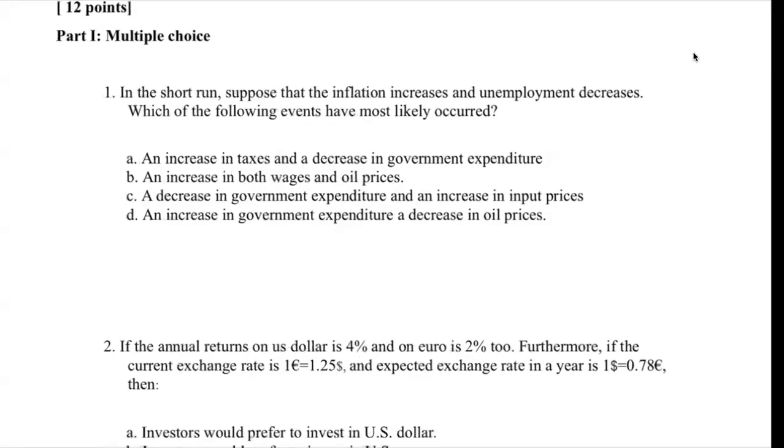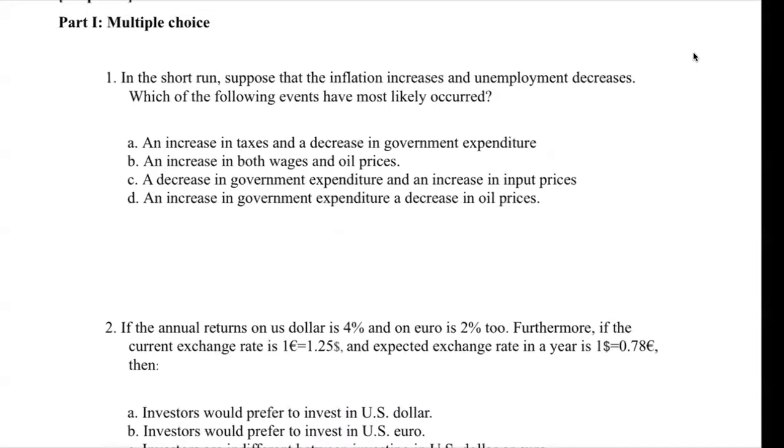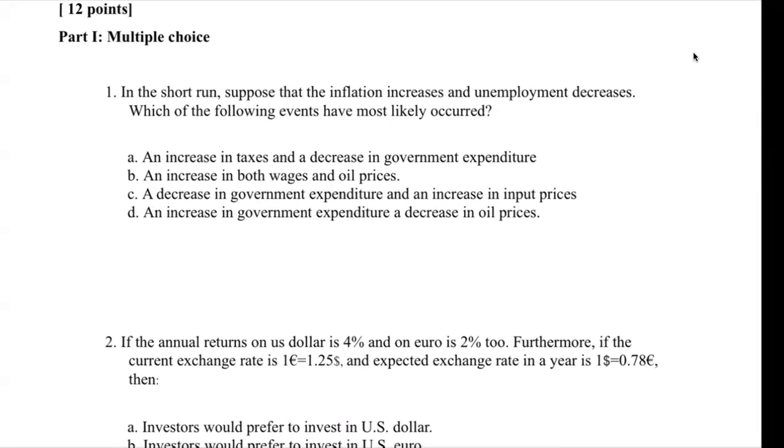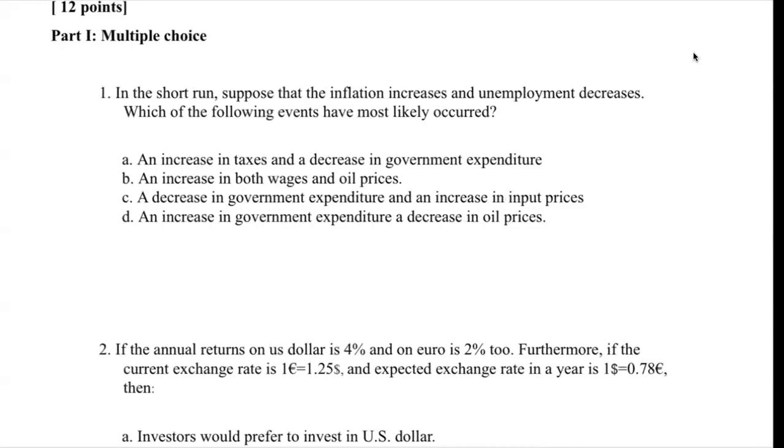Okay, let's look at a question. Part one first, multiple choice question. In the short run, suppose that inflation increases and unemployment decreases. So for the AD and AS curve, we know that the x-axis is quantity of output, right? And the y-axis is price. So inflation increases, which means that price increases, right? And the unemployment decreases. Remember that according to Okun's law, the unemployment rate is negatively related to output. So the quantity would increase.